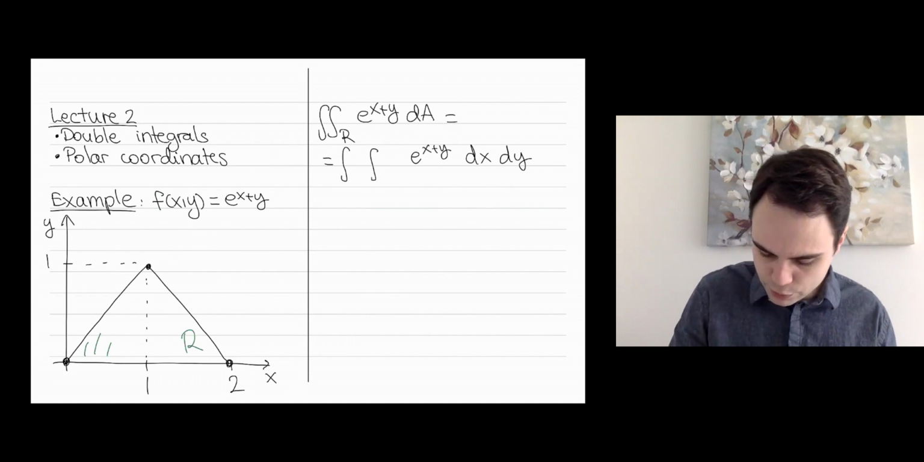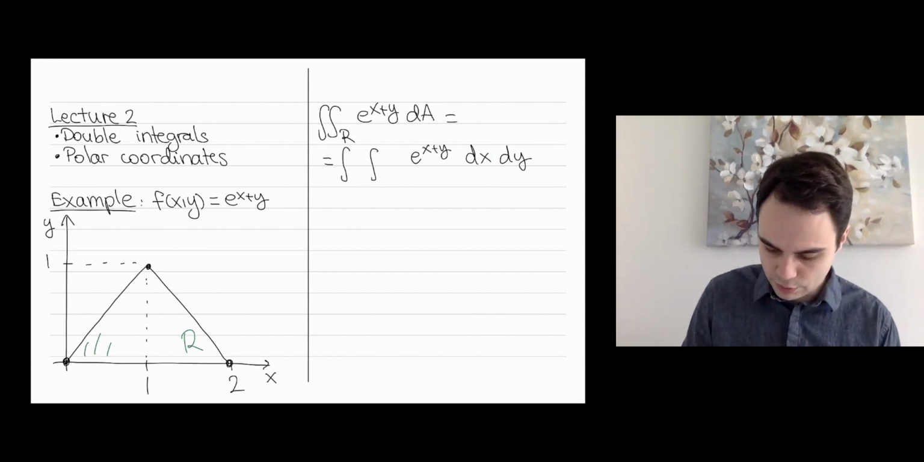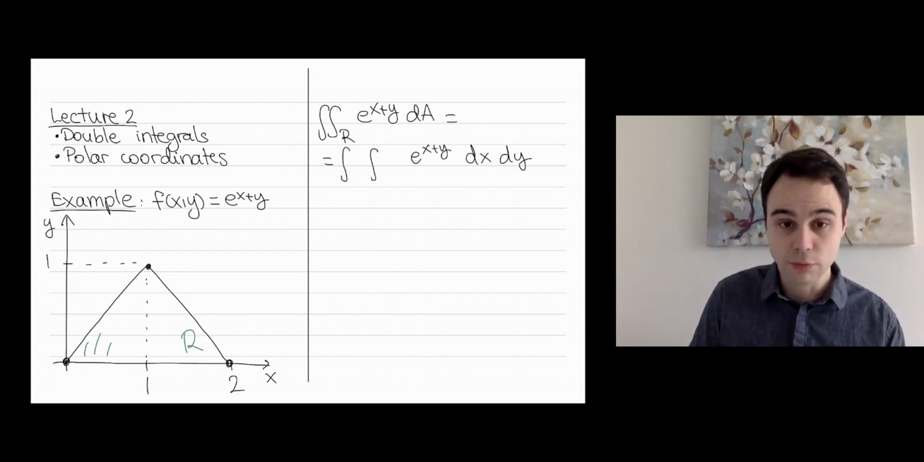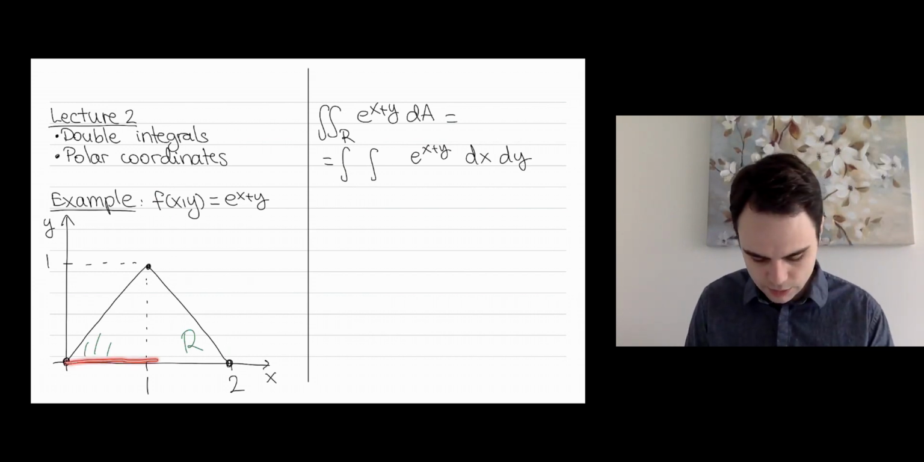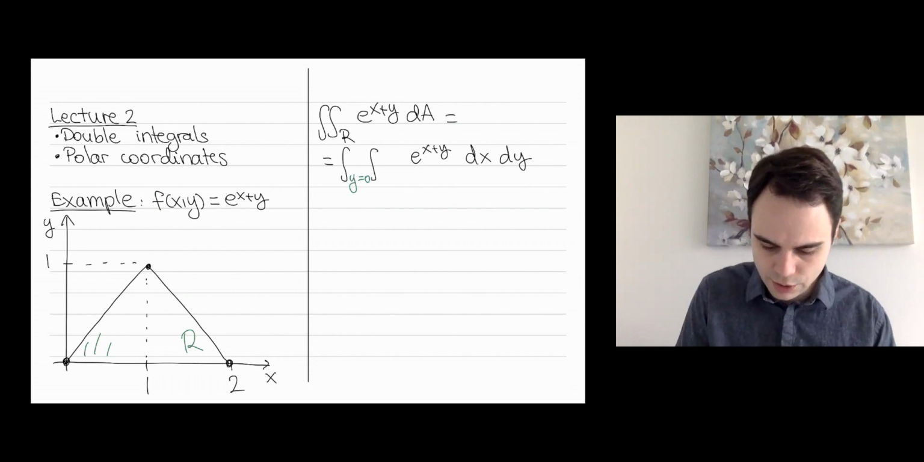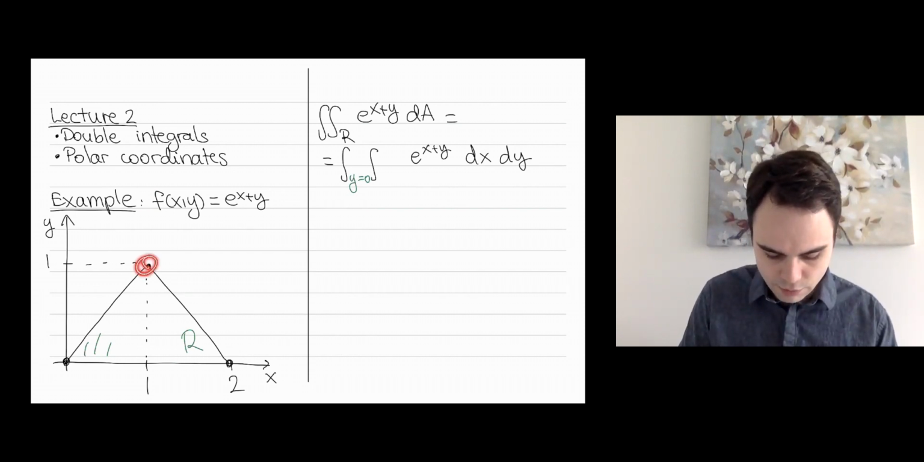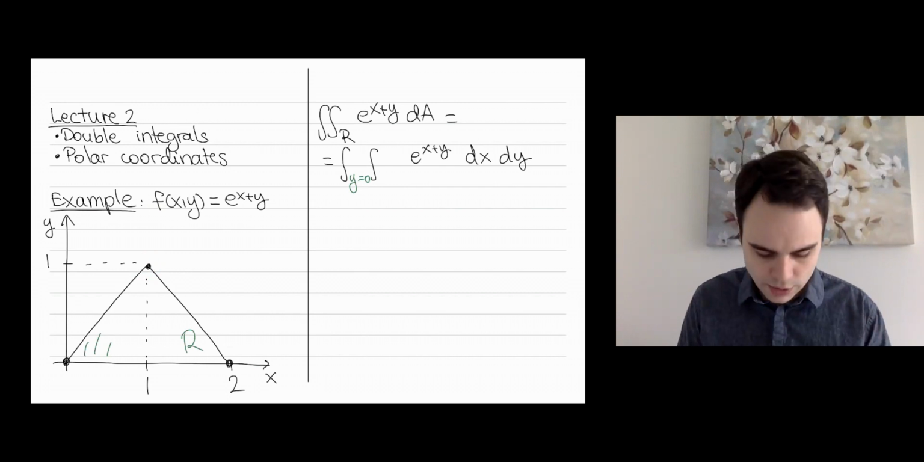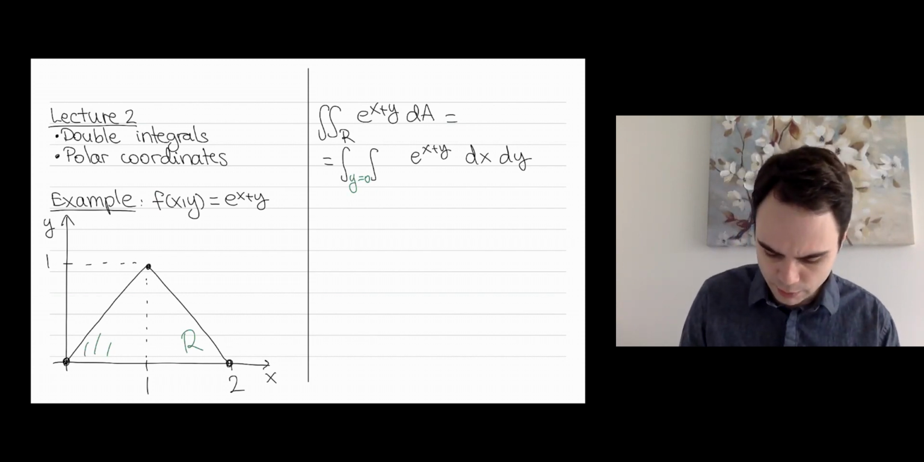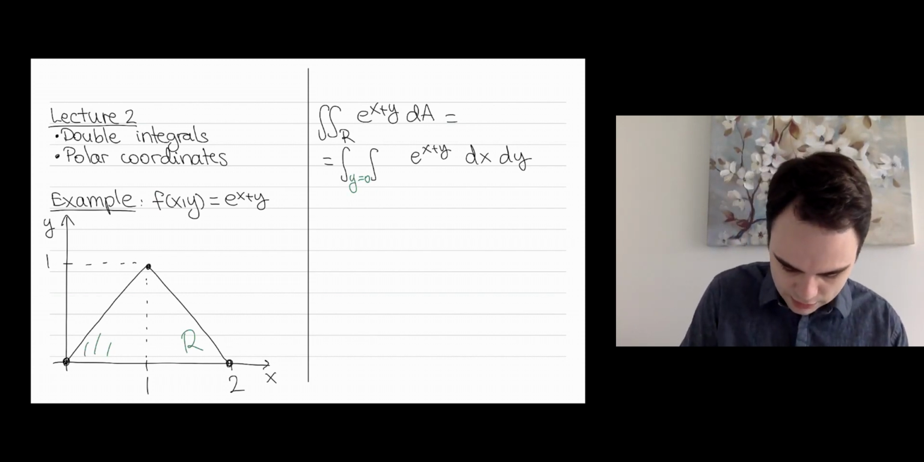If we have a dy outside, the outermost integral is with respect to y. The lower bound is the smallest value of y in this whole shape. The points which have the smallest y value are the points on the x-axis where y is equal to 0. So y starts at 0, and it stops right here, at this point up top, which has the largest y value possible. So the upper bound for y in this example is 1.